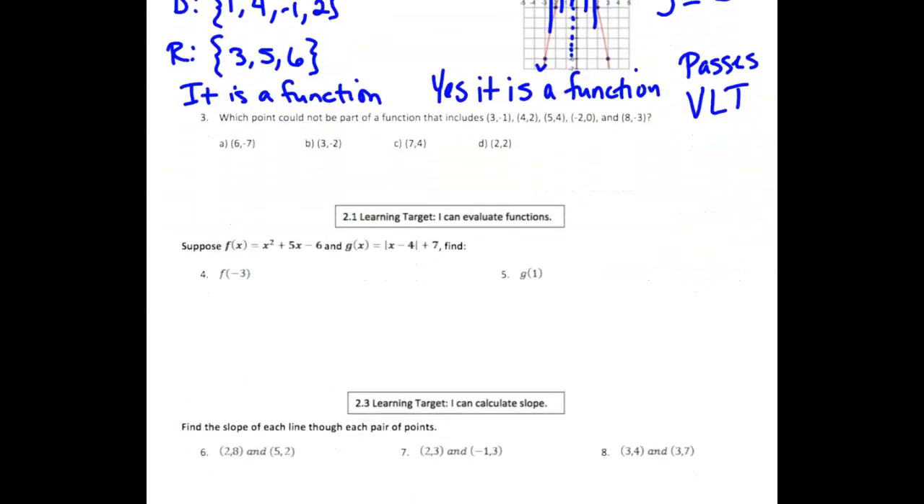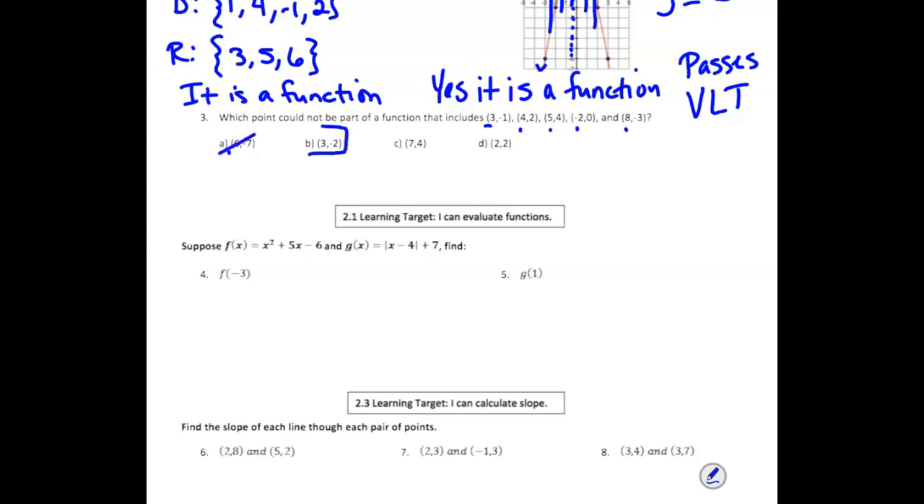Question 3. Which point could not be a part of a function that includes these ordered pairs? For it to not be able to be in there, if it's a function, we're looking for an x that's already listed. We can't have a repeated x. So looking at my x values, I have a 3, a 4, a 5, a -2, and an 8. Could I have a 6 added to that set of ordered pairs? Yes, because I don't already have a 6. So that one would be okay.